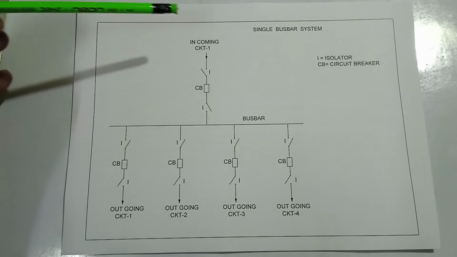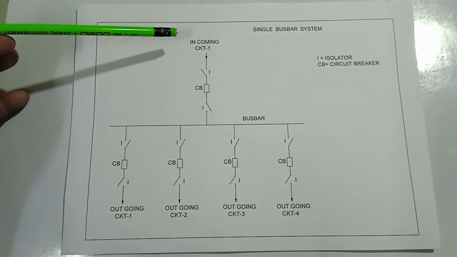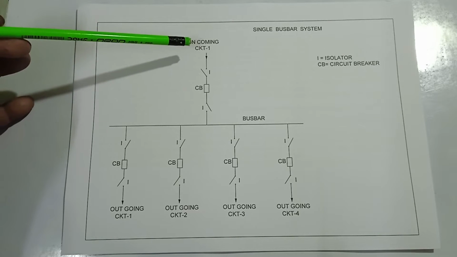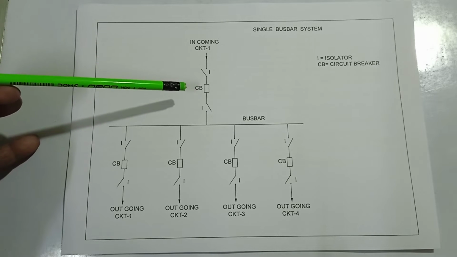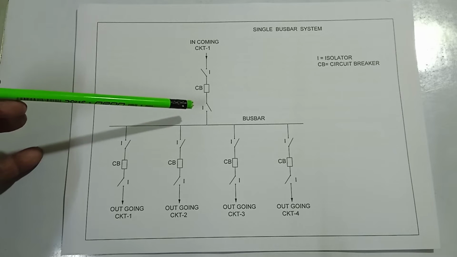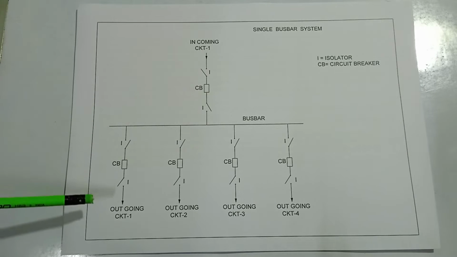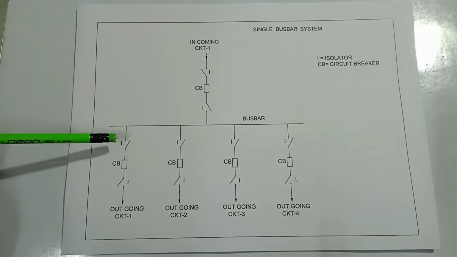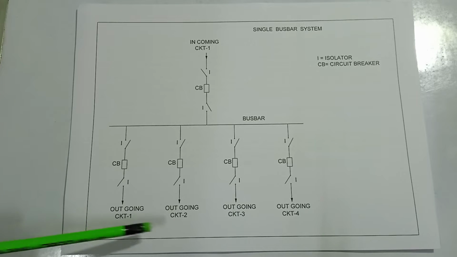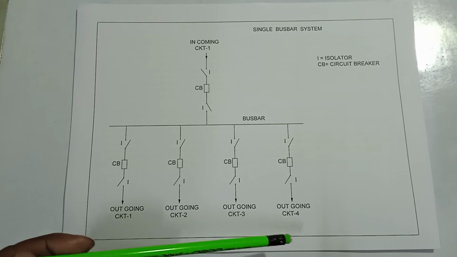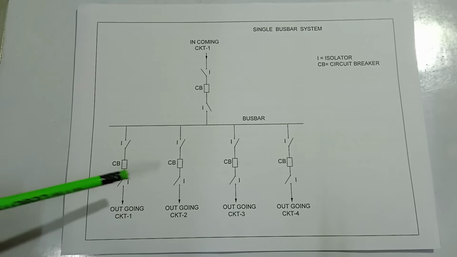Here is a picture of a single busbar system. Here is the incoming circuit, one incoming circuit. Here is the isolator and series circuit breaker. Here is the isolator and here is the busbar. Here is the same isolator, CB, isolator, outgoing circuit 1, outgoing circuit 2, outgoing circuit 3, outgoing circuit 4. There are 4 outgoing circuits and this is the busbar.